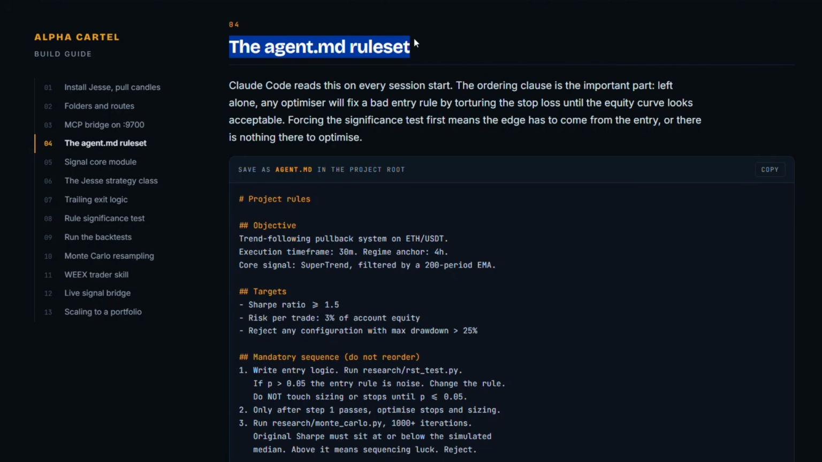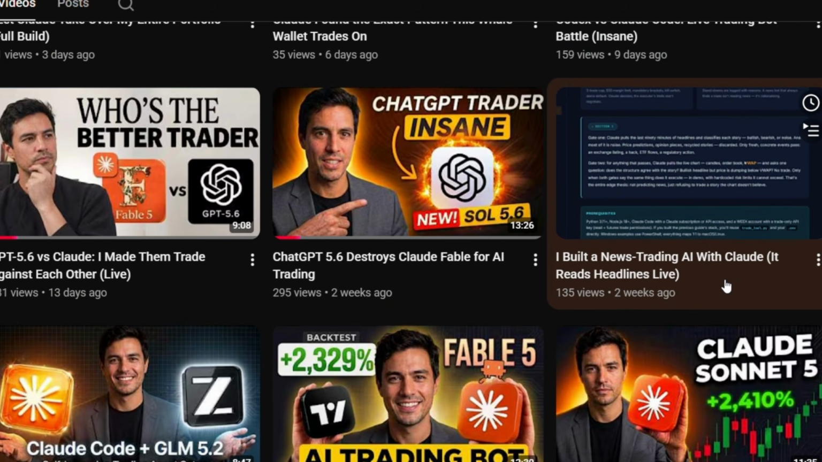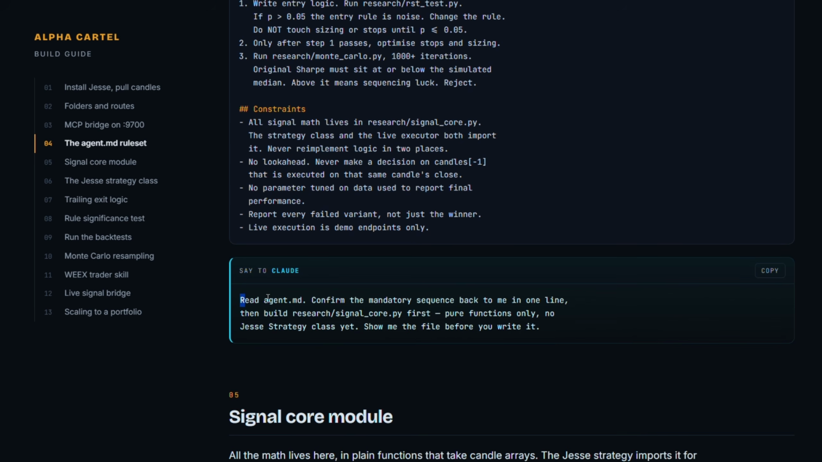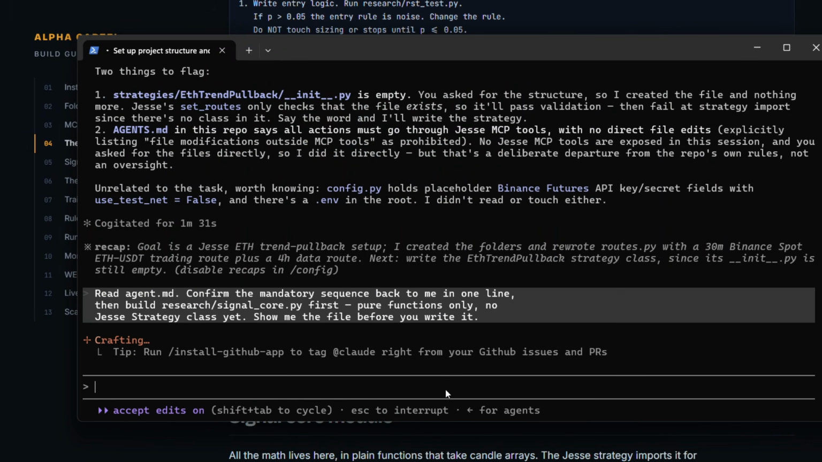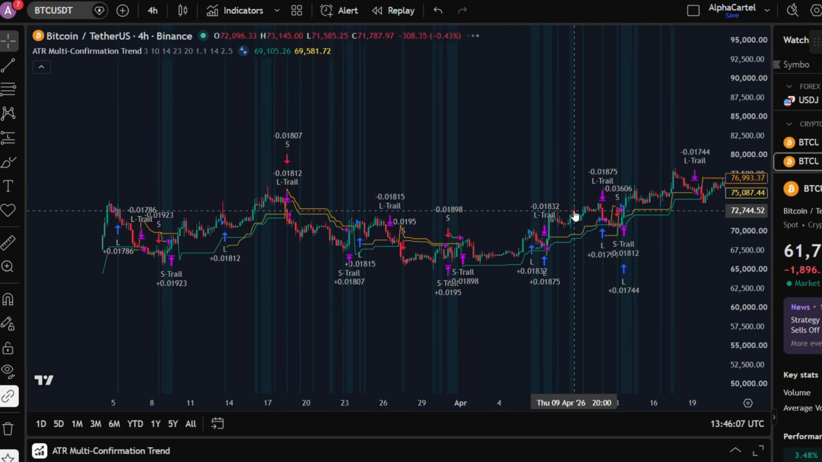Before the agent writes any strategy code, it gets a rules file. Claude Code reads this on every session start, so this is where the non-negotiables live. Objective, target Sharpe, risk per trade. Then the part that matters, a mandatory sequence it isn't allowed to reorder. Write the entry logic and run a significance test on it. If the rule can't be distinguished from random, change the rule, and don't touch sizing or stops until it passes. Only then optimize. Then run Monte Carlo, 1,000 iterations minimum.